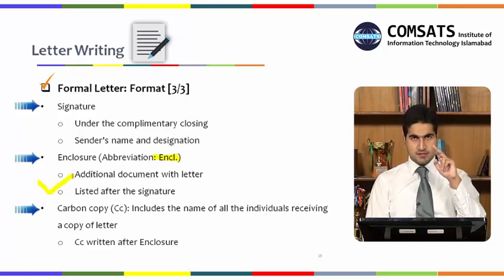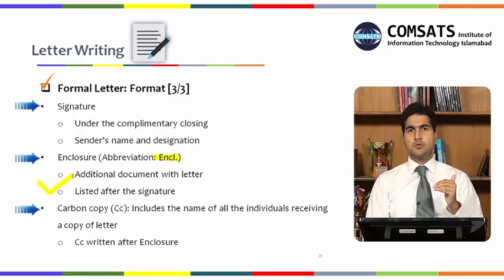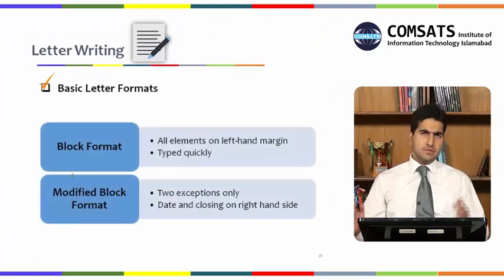You're going to place this double C with a colon at the bottom of the letter, and then you're going to provide the list of all the individuals to whom a copy of this letter should be provided. Their names should be listed, and of course they would be coming after the enclosure. So this is basically how you prepare a letter, and then it comes to the end.